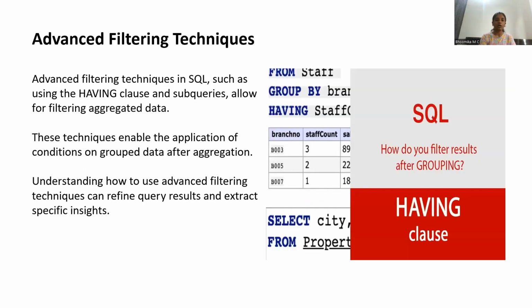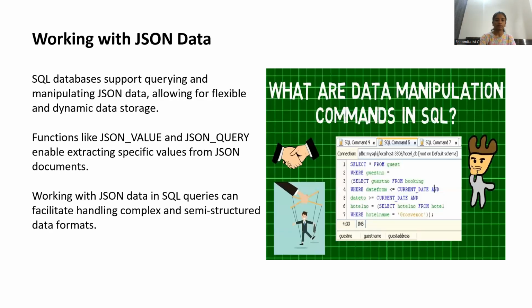Advanced filtering techniques. Advanced filtering techniques in SQL, such as using the HAVING clause and subqueries, allow for filtering aggregated data. These techniques enable the application of conditions on grouped data after aggregation. Understanding how to use advanced filtering techniques can refine the query results and extract specific insights.